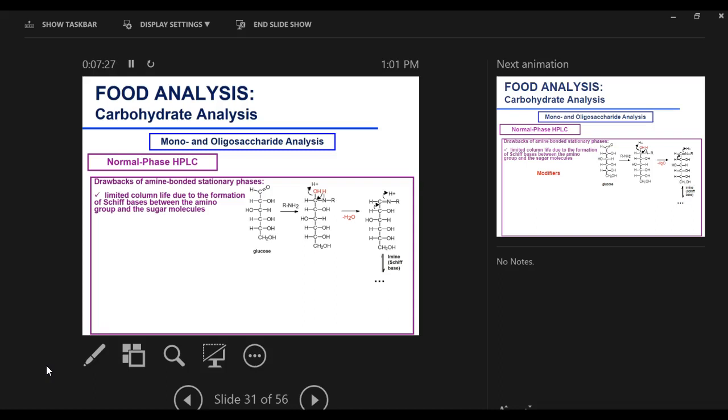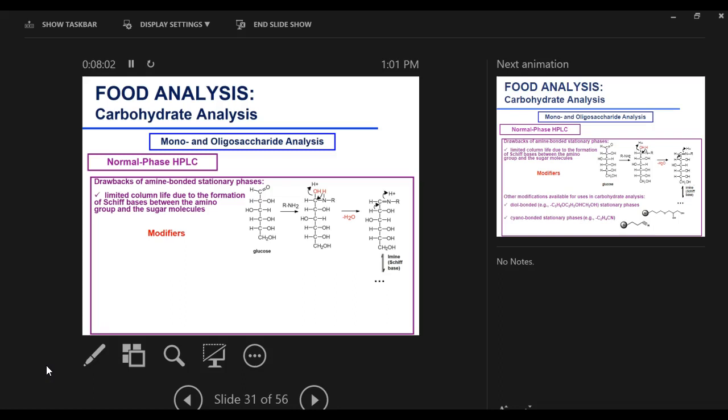We have disadvantages with the amine bonded stationary phase, because with amine groups, some of the reducing sugars might react with the amine group and basically bleach off or cut off your amine groups from your column. So that means you lose efficiency of the column, you lose selectivity of the column by just stripping off the amine groups. In order to solve this problem, you can regenerate the column.